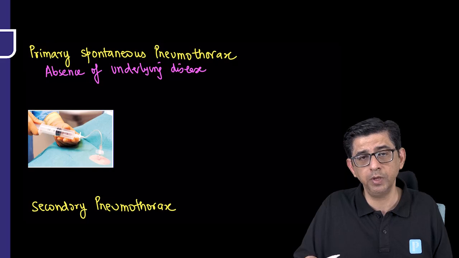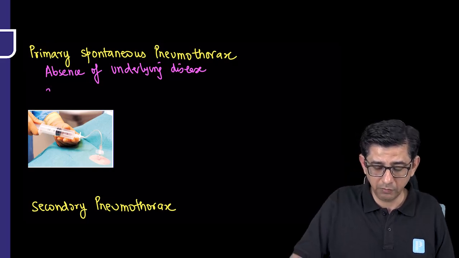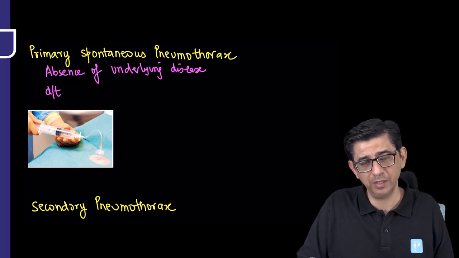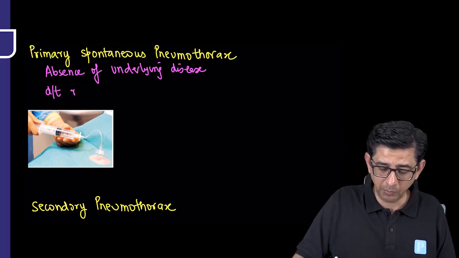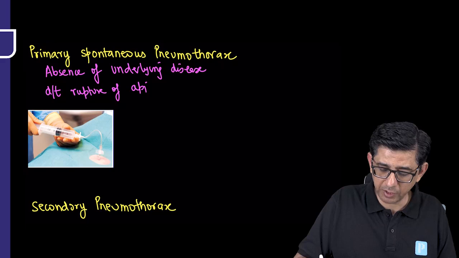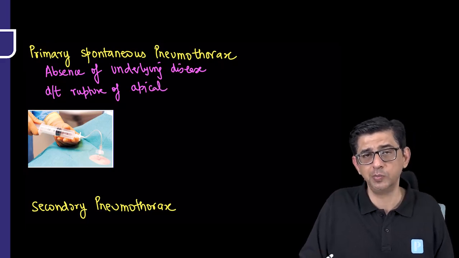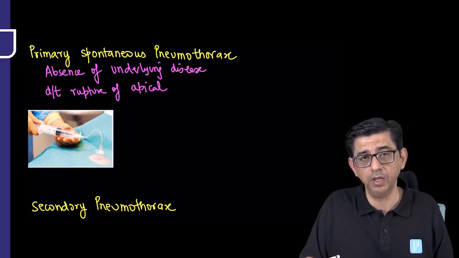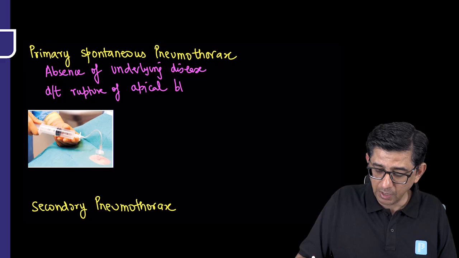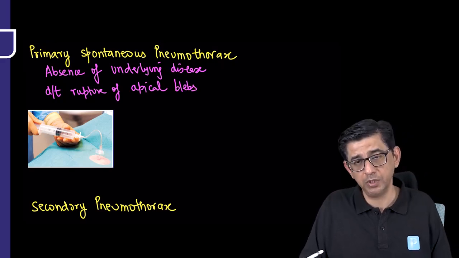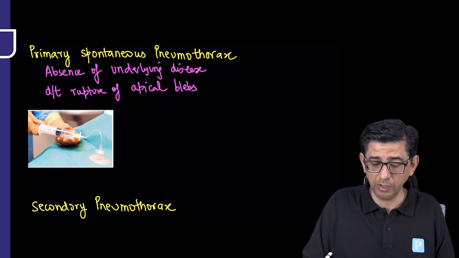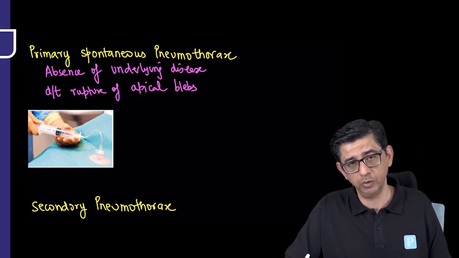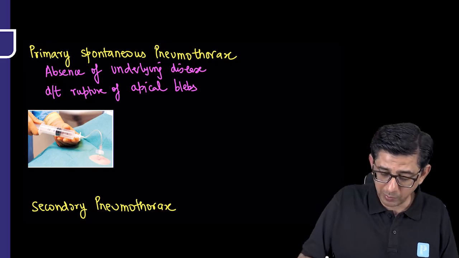Now the question in your mind would be, why is this happening? The reason why it is happening is usually due to, DT here stands for due to, some apical blebs. There is a rupture of apical blebs. Traditionally we read about blebs or bullae with respect to COPD, but in some patients, even if the person is not having COPD, there could be presence of apical blebs or bullae, and these can rupture and re-rupture as well, and thereby they can have a recurrence of spontaneous pneumothorax as well. A large number of these patients may be smokers.